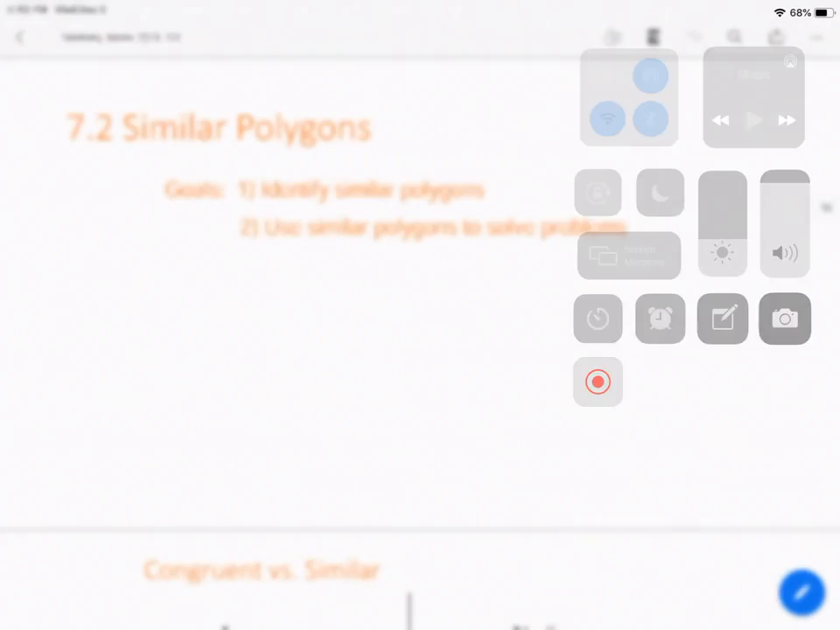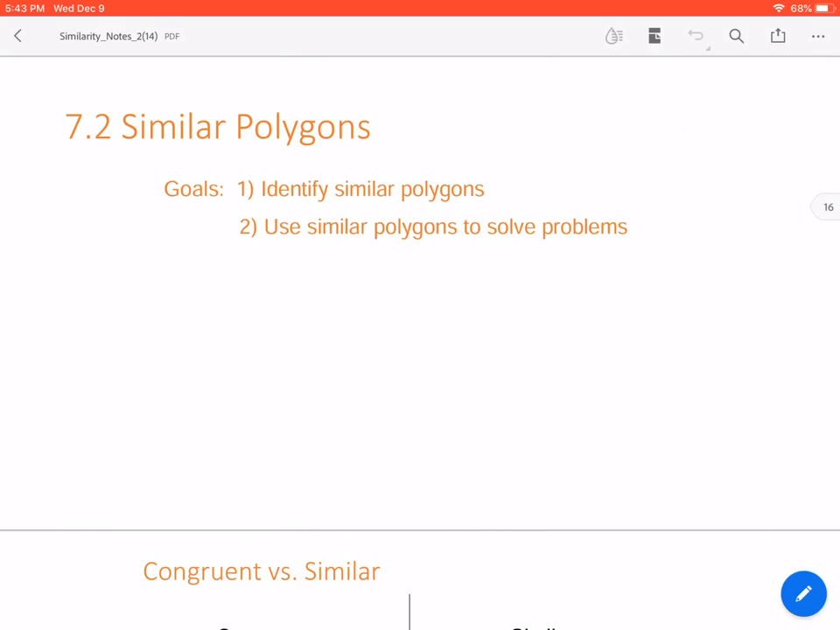Alright, these are your notes for similar polygons. So this is the next thing we are going to do in this unit. So I'm going to go over these. This is the same thing we'll see in class as well. And just make sure you guys double check for homework assignments. That'll be posted as well.